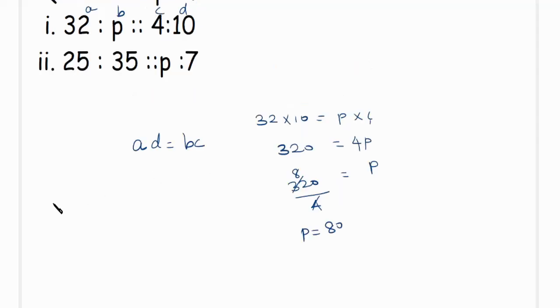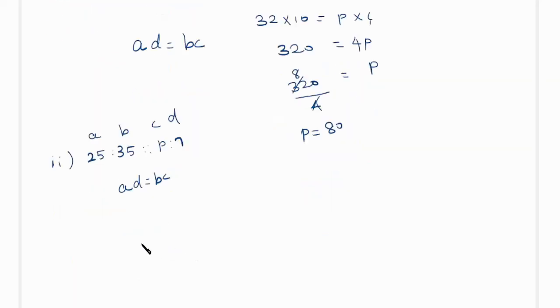Now the second one: 25 is to 35, P is to 7. Same thing, you take A, B, C, D. AD is equal to BC. So now 25 into 7 equals 35 into P. What's 25 into 7?